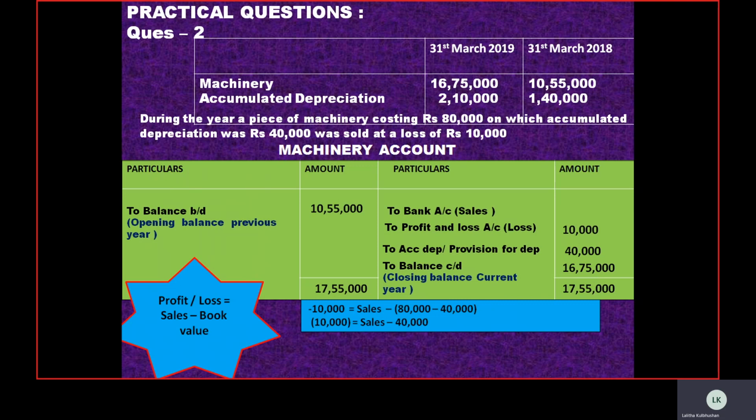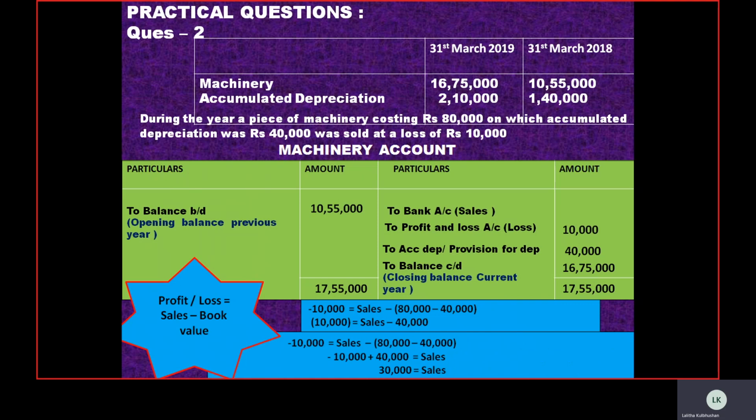Okay, so the minus 10,000 on the left hand side is negative, and we have 40,000 here. So let's transpose this in order to get the value of the sales. You can find that the 40,000 is brought onto the left hand side. So finally, minus 10,000 plus 40,000, the value of the sales we got here is 30,000. So let's substitute the value of 30,000 into this machinery account. Hence here it comes as 30,000.